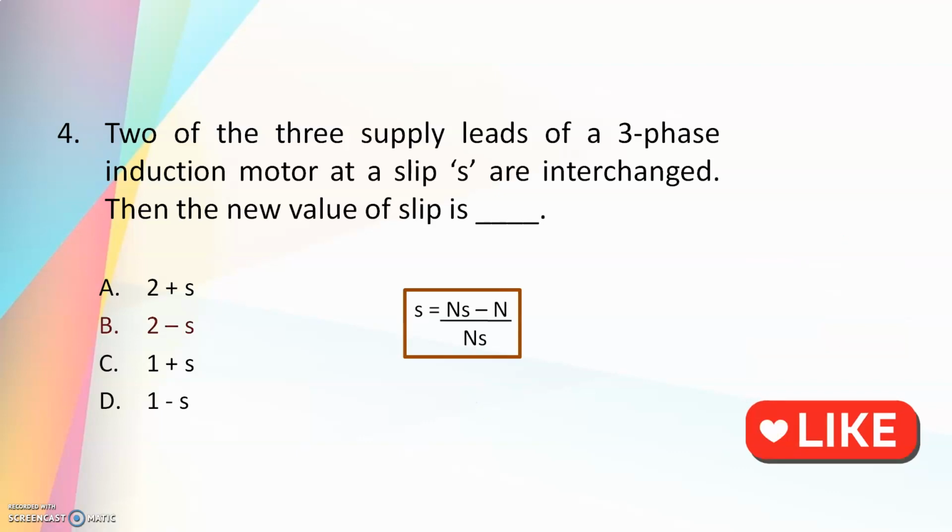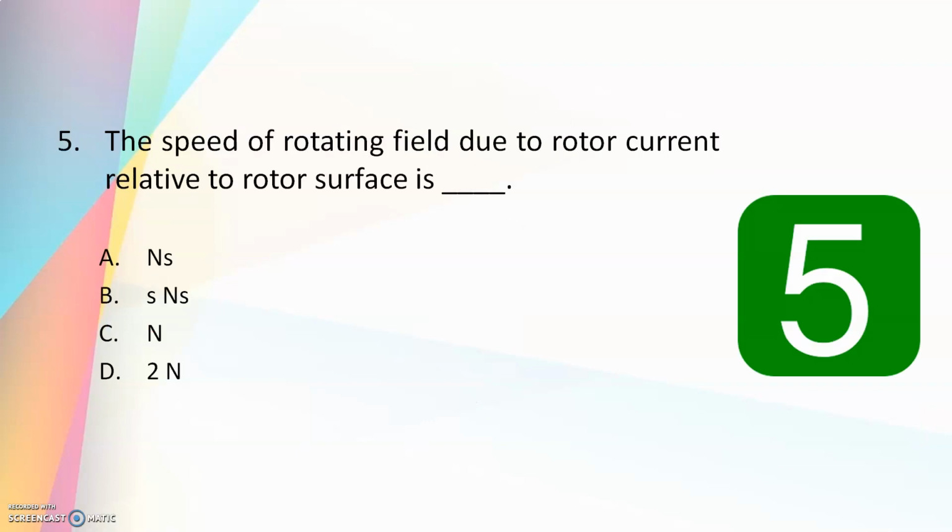And the answer is 2 minus s, because under normal condition slip is given by (ns minus n) by ns. Now if you interchange the two terminals, then the direction of rotation will be reversed. So n will be minus n, and if you substitute and simplify, you will obtain the expression as 2 minus s.